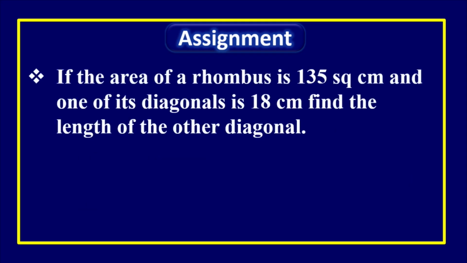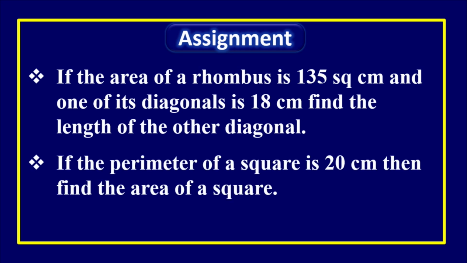Third problem is: if the area of a rhombus is 135 square centimeters and one of its diagonals is 18 centimeters, find the length of the other diagonal. And our final question is: if the perimeter of a square is 20 centimeters, then find the area of the square.